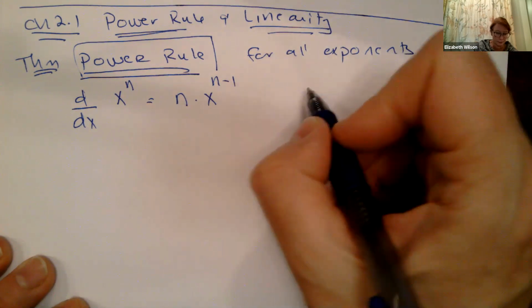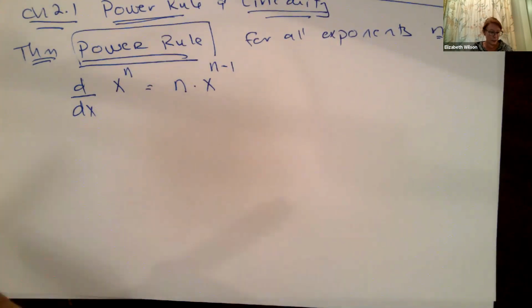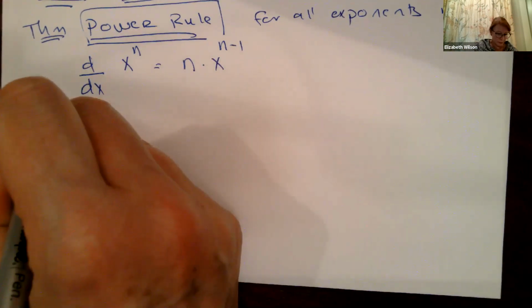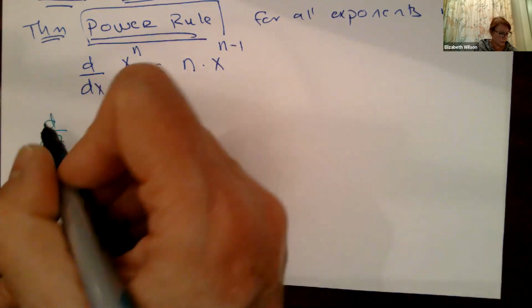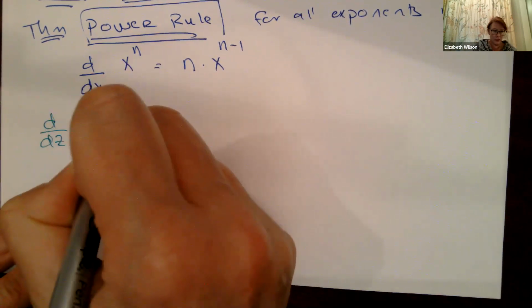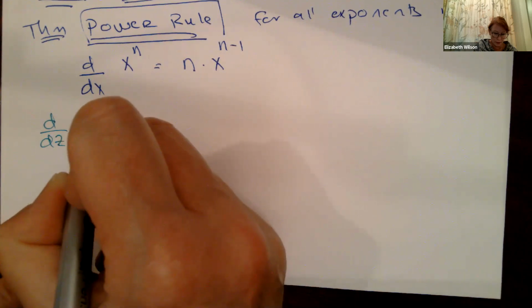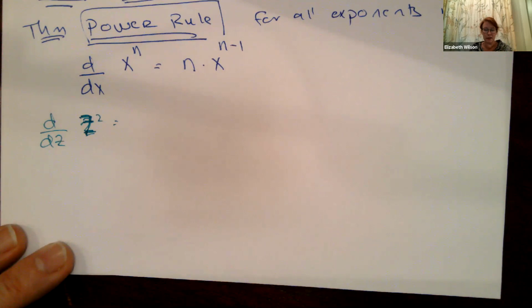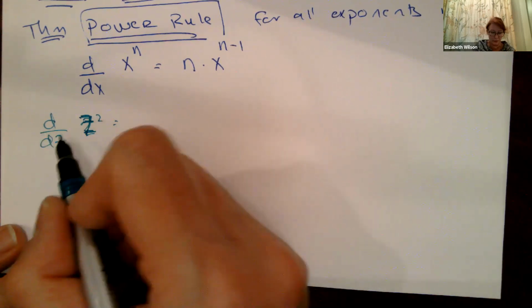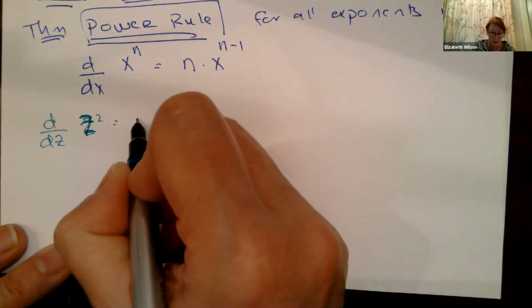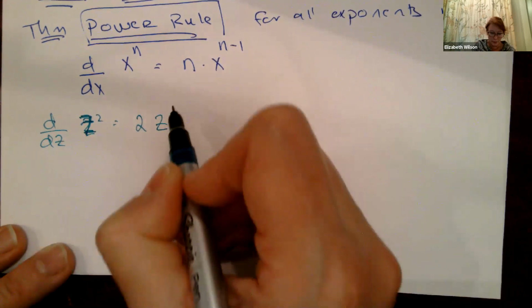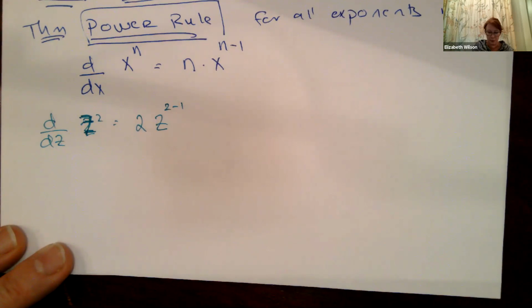So let's do a couple of quick examples. I'll do it in green. These aren't officially examples in our official book, but d/dz of z squared. My variable is z, and it's being raised to the second power. Now when I take this derivative with respect to z, I bring my exponent 2 down out front. I repeat my variable, and I subtract 1 from my exponent.